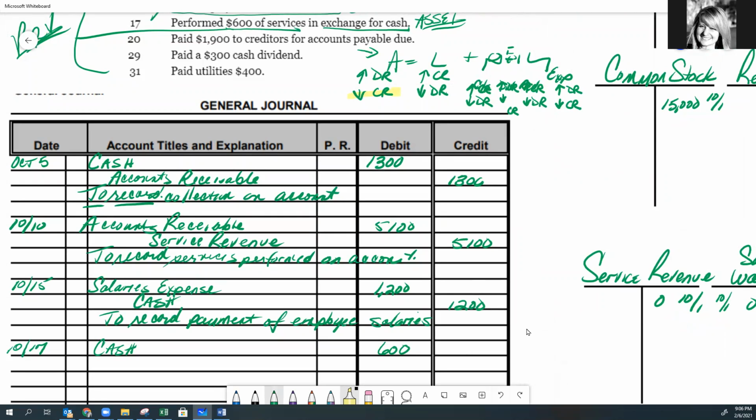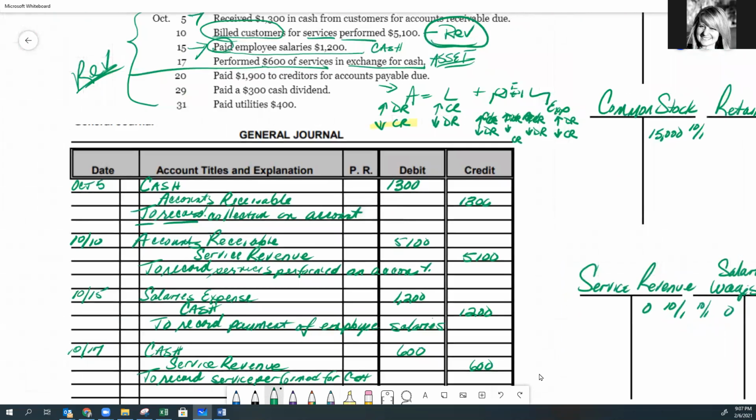So we have service revenue. Again, we're going to indent the account name on the right, and then we're going to credit the amount on the right side as well. And we need a description, and I'm going to say to record services performed for cash. Okay, don't worry, don't get fancy, just repeat what you see in the description.